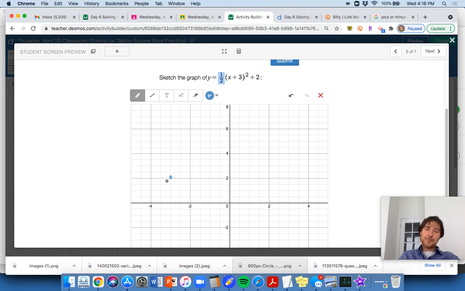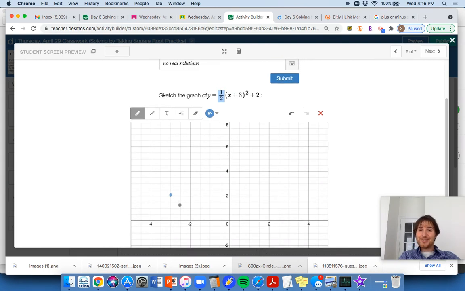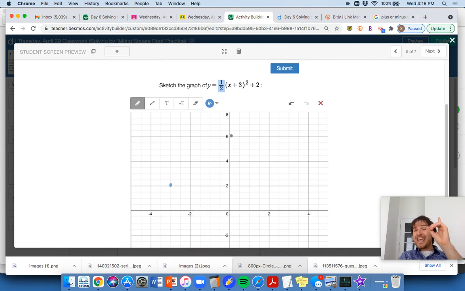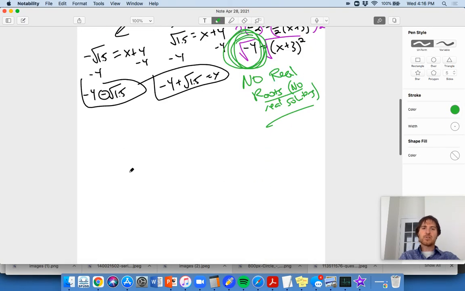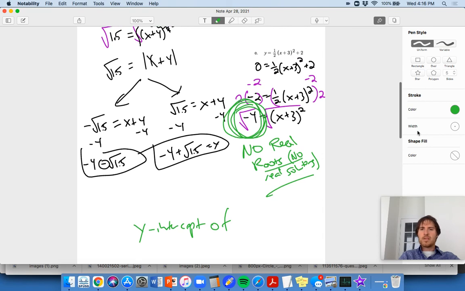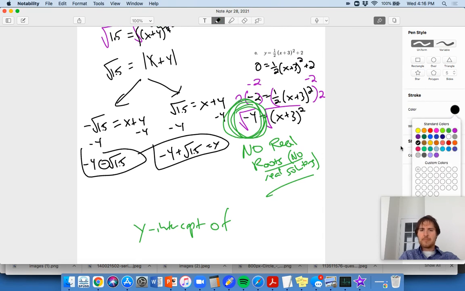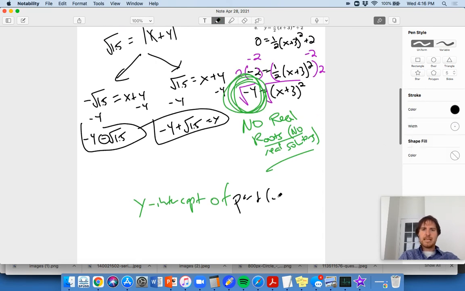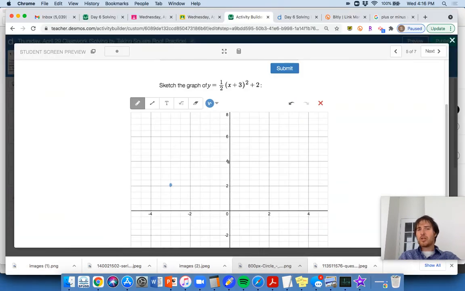So vertex form shows you the vertex, and shows he's going to open up. We're not going to be able to solve these roots because there are no real roots. It's not actually going to hit the x-axis. We can actually graph this one, though, by figuring out what the y-intercept is. I saw people doing this yesterday. I thought this was good. So let's end this video by getting the y-intercept of part E, so that we can finish graphing this one out.